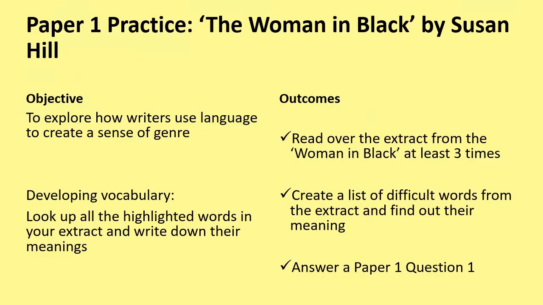So what we'll be looking at in today's lesson is Paper 1 practice, and our overall objective is to think about how writers use language to create a sense of genre. For developing vocabulary, what I've done for you is on the extract, which is a Word document on Go for Schools. I want you to look up all the highlighted words in your extract and write down their meanings. And what do we want you to do in today's lesson? We'd like you to read over the extract from The Woman in Black at least 3 times.